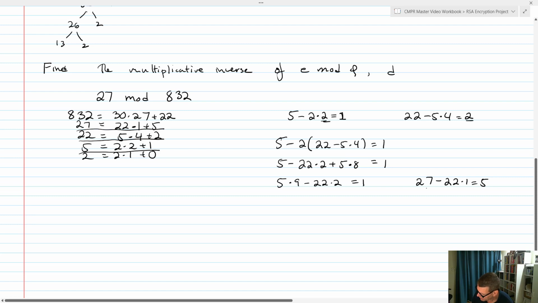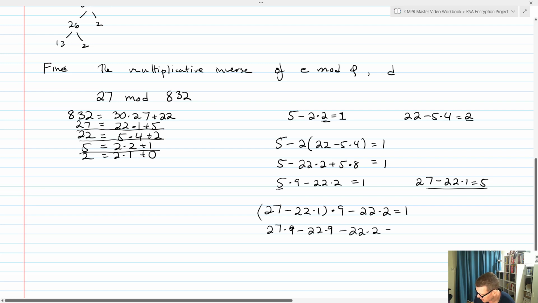And so now I've got a substitution. I'll substitute in for 5. So that's going to give me 27 minus 22 times 1 times 9 minus 22 times 2 equals 1. That's 27 times 9 minus 22 times 1 times 9, excuse me, minus 22 times 2 equals 1. So that means that 27 times 9 minus 22 times 11 is going to equal 1.